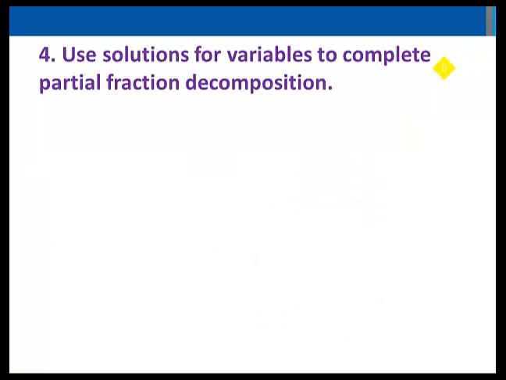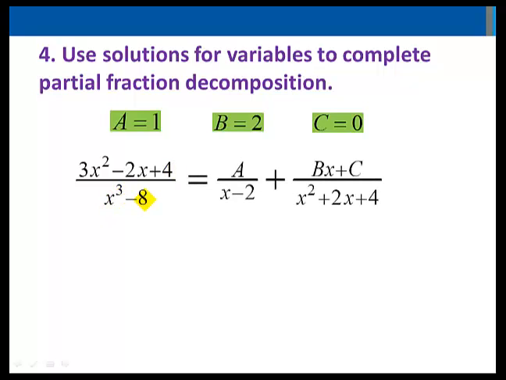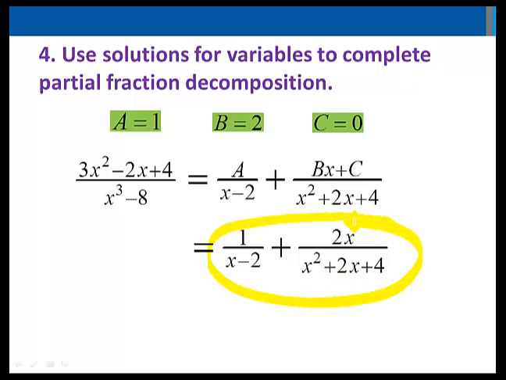Next, we use our solutions to complete the partial fraction decomposition. So I have a equals 1, b equals 2, c equals 0. And now 3x squared minus 2x plus 4 over x cubed minus 8 will be equal to 1 over x minus 2 plus 2x plus 0, or just 2x, over x squared plus 2x plus 4. So our partial fraction decomposition is complete.